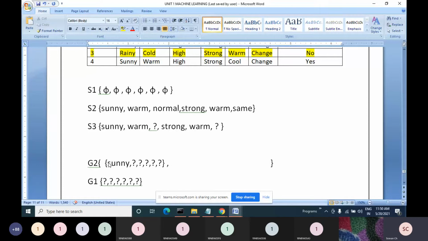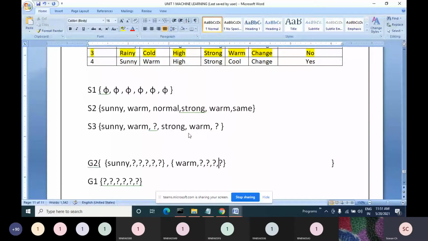Now I will compare the second parameter. What is the second parameter? Warm. Its value is warm in the most specific hypothesis. Now compare the second parameter value in the negative example. Cold. Cold and warm. Are they matching? No, they are not matching. So what should I do? I should create another hypothesis in which the second parameter is warm. All remaining parameters are question marks.